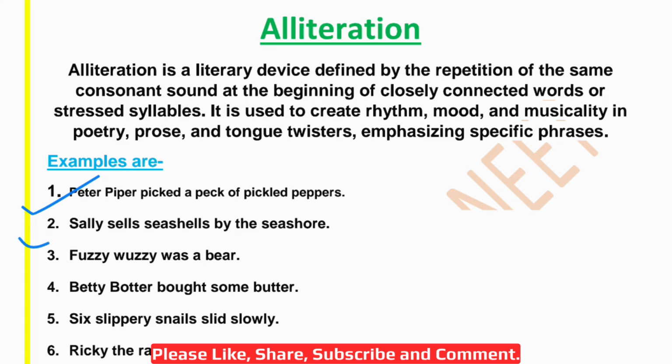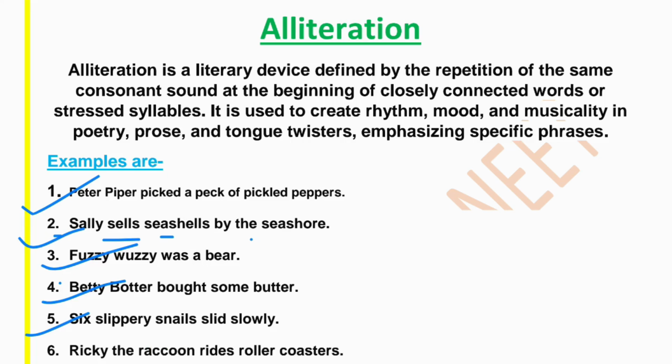Now let's see the second one. Sally sells seashells by the seashore. See, the S sound is repeating. This is an example of alliteration. Then, Fuzzy Wuzzy was a bear. Betty Botter bought some butter. Now we don't have to see that the letters are repeating; we have to see that the sound is repeating, like Fuzzy Wuzzy, where this is the sound of Z. Then the fifth one, six slippery snails fled slowly. Sixth one, Ricky the raccoon rides roller coasters.